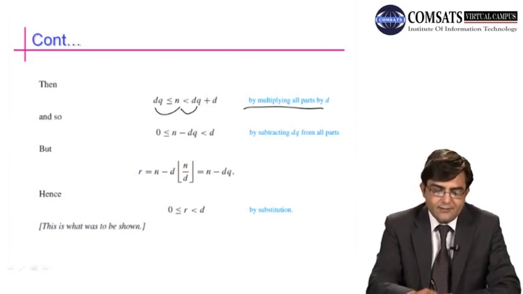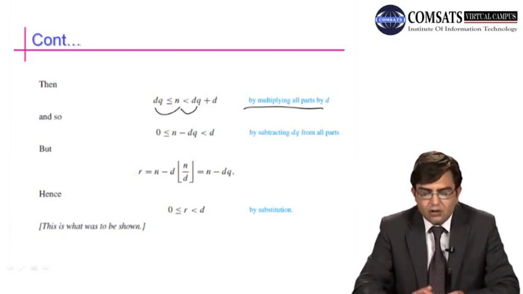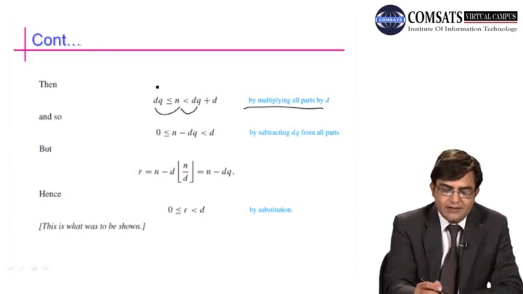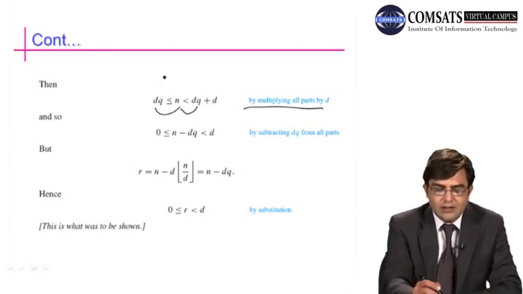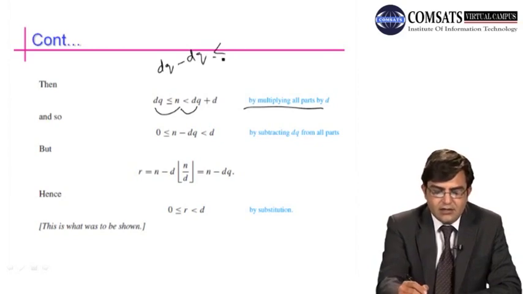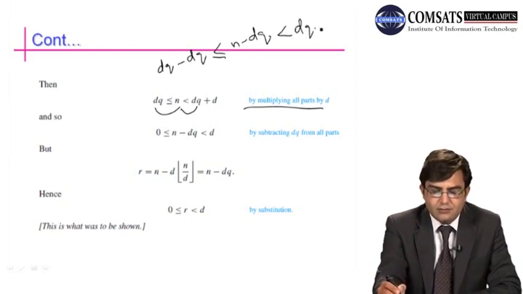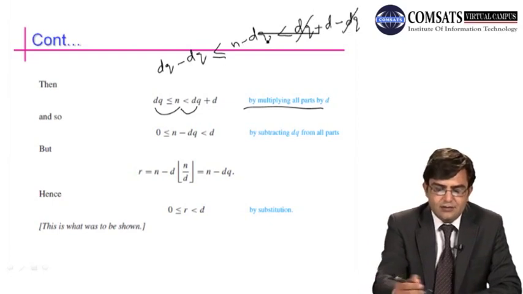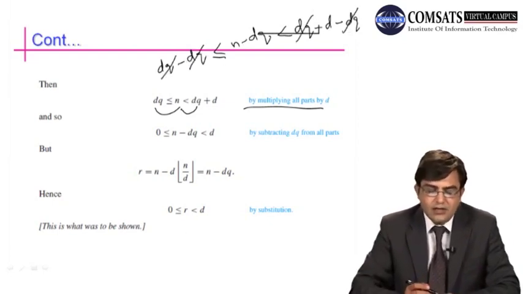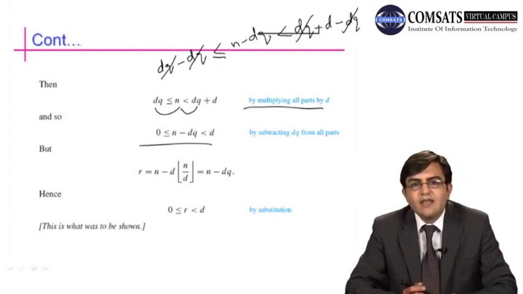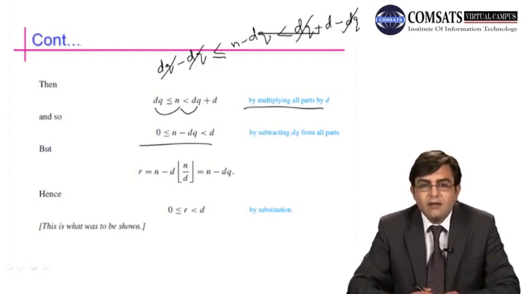Now we can take dq here and subtract it from all sides of this inequality, just like this: dq minus dq less than or equal to n minus dq less than dq plus d minus dq. So here dq cancels, here dq cancels, and we have obtained 0 less than or equal to n minus dq less than d.